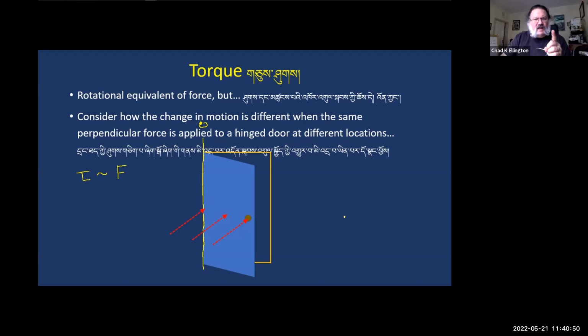And then your knowledge of opening and closing doors would tell you that the door changes its state of rotation quicker or more easily if you do it further from the rotational axis.